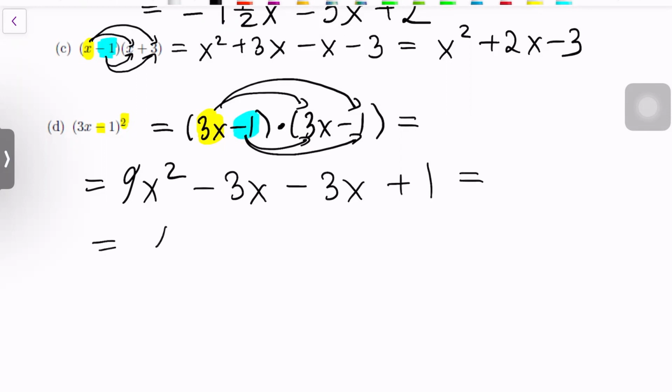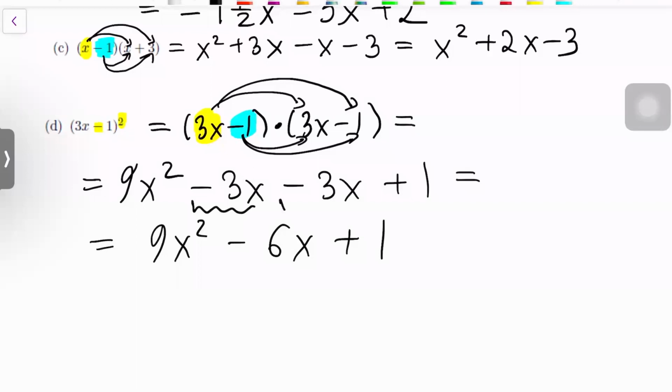So when you combine it, you get this. So notice it's definitely not 9x squared minus 1, which is what you would get if you were to just square 3x and 1 separately and subtract. This is the correct answer, okay? So you have to FOIL it. And those middle terms, they are always going to be the same, repeating. So keep that in mind.